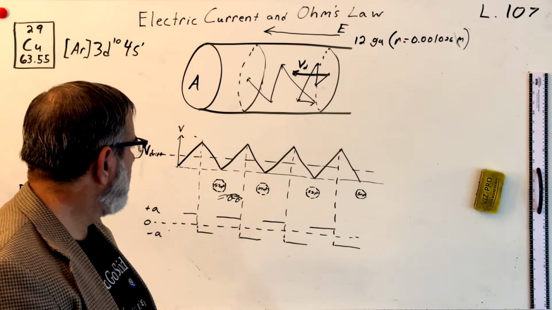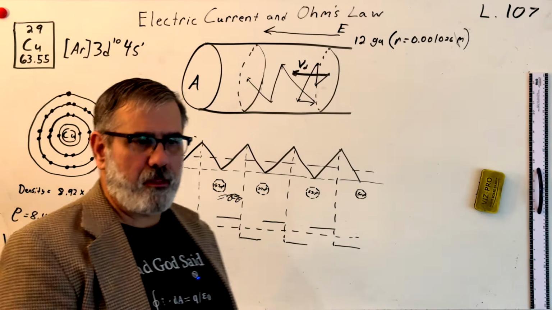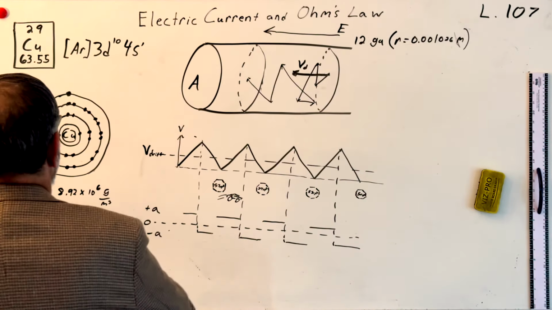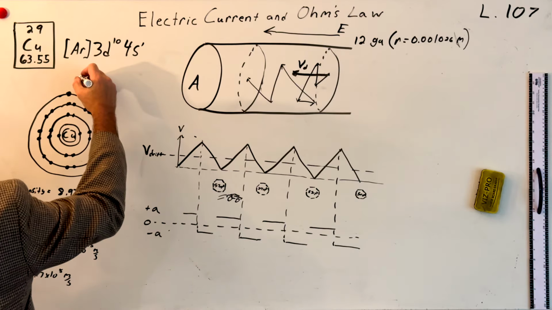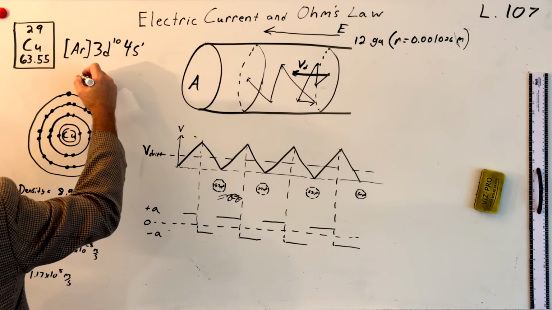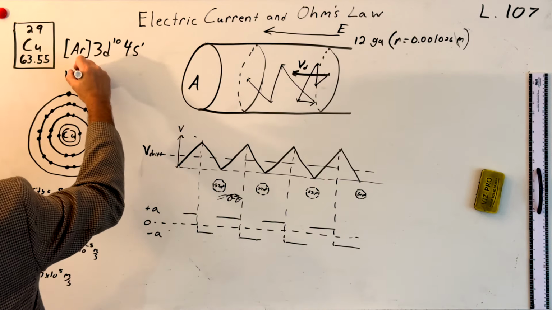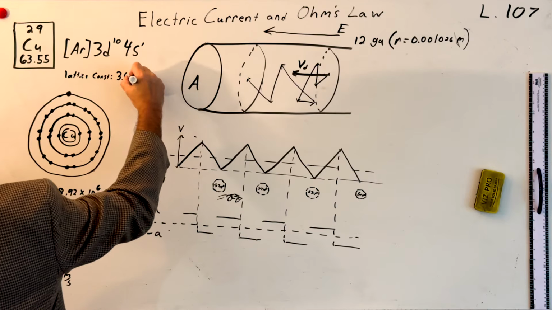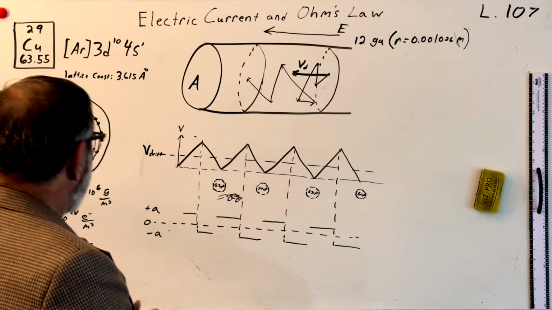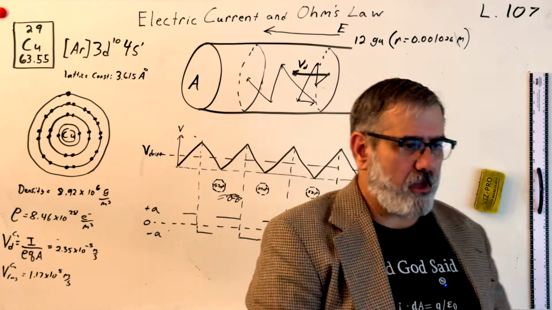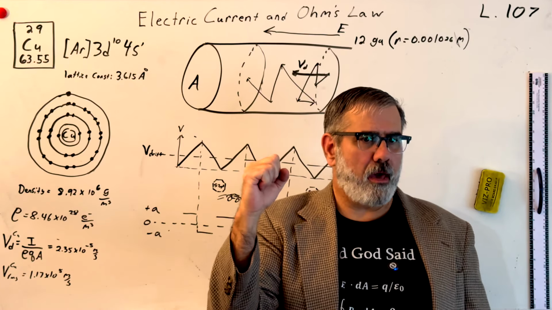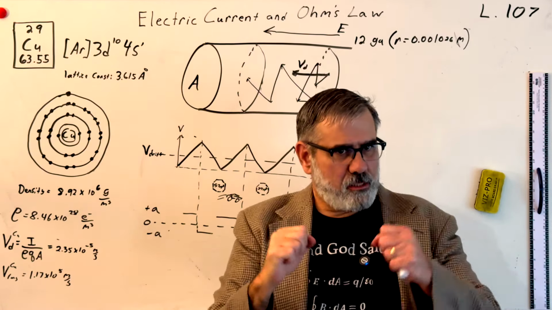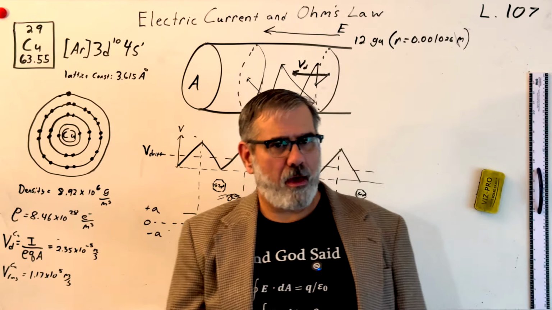The stop signs, by the way, would be the ions. That's another parameter that we should introduce here. This has a lattice parameter. What should we call it? I'll just call it a lattice constant, 3.615 angstroms. So every 3.615 angstroms, you'll get another copper atom site in the metal. That's the distance between copper atoms in the metal copper.